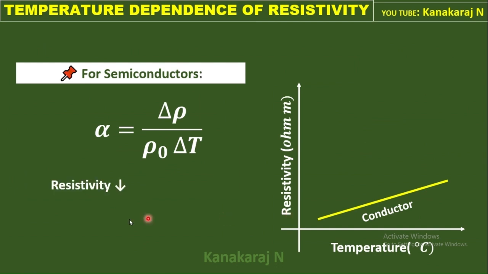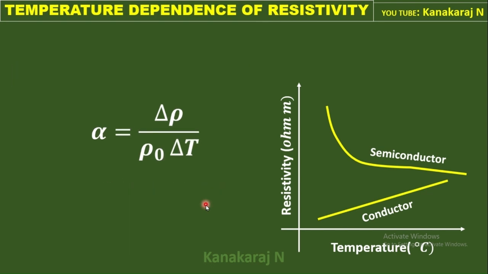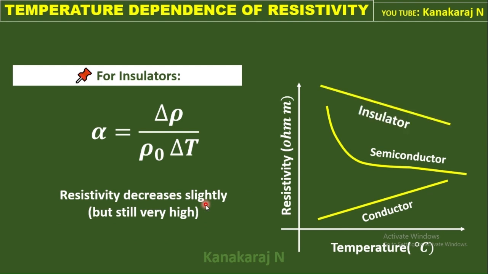For a semiconductor, resistivity decreases with increase in temperature because more charge carriers are produced. Because of the increase in temperature, new charge carriers, holes and electrons, are created. Because of that, resistivity becomes less. So the relation in the graph is a curve. It decreases. Let's go for insulator. Resistivity decreases slightly, but still it's very high.